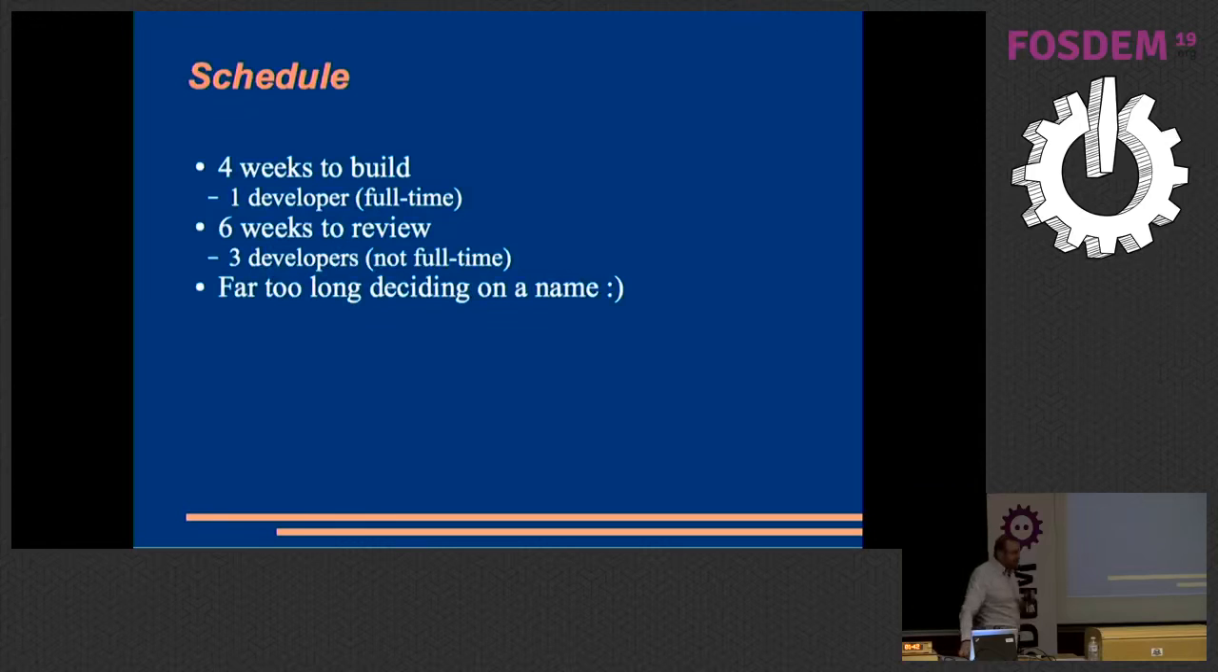Schedule-wise, it took me 4 weeks. I said 3 weeks earlier, that was 3 weeks of work, 1 week of meetings, emails, status reports, going for lunch, all the auxiliary things you have to do to support yourself as a developer. Probably around 6 weeks of reviewing casually here and there.